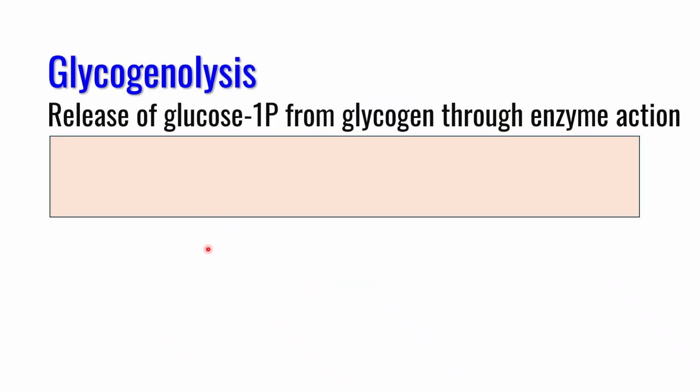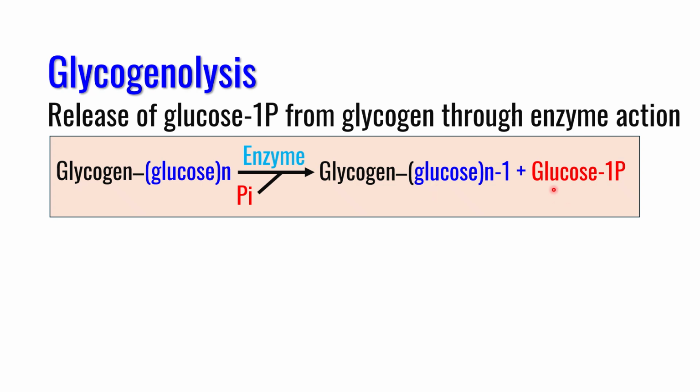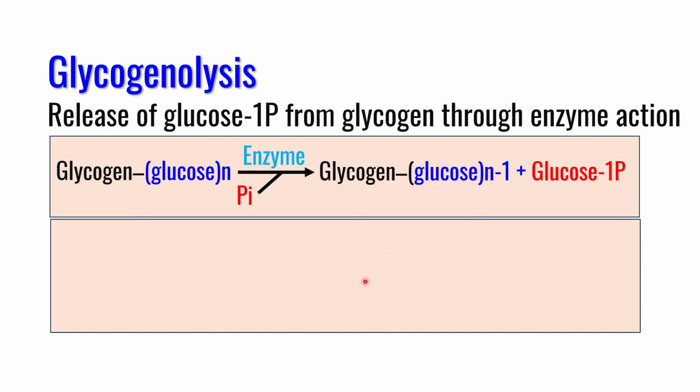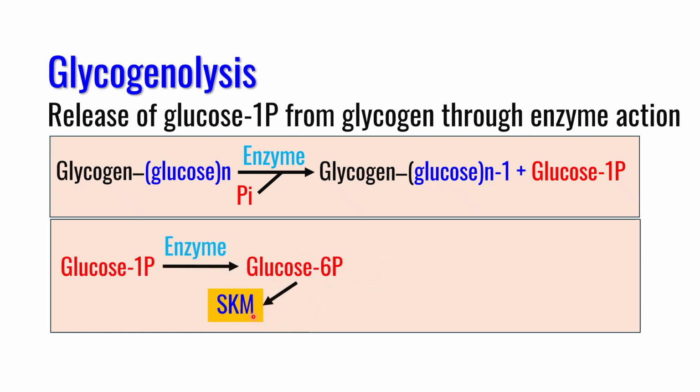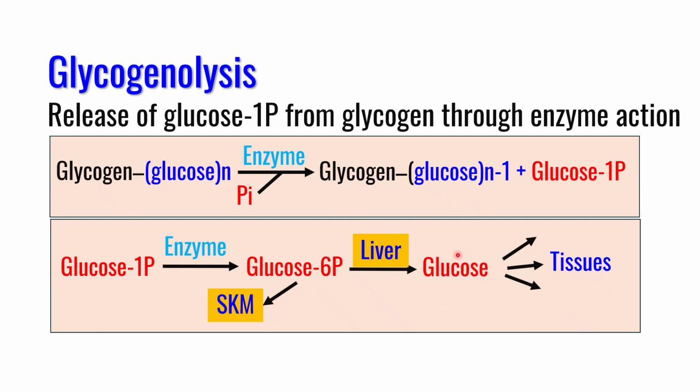Glycogenolysis is the metabolic pathway that releases glucose 1-phosphate from the non-reducing ends of glycogen through enzyme action. Glucose 1-phosphate is converted to glucose 6-phosphate, which is used locally by skeletal muscle for energy, or converted to free glucose by the liver, which supplies it to other tissues. To understand glycogenolysis, we will examine the basic structure of glycogen and identify its non-reducing ends.